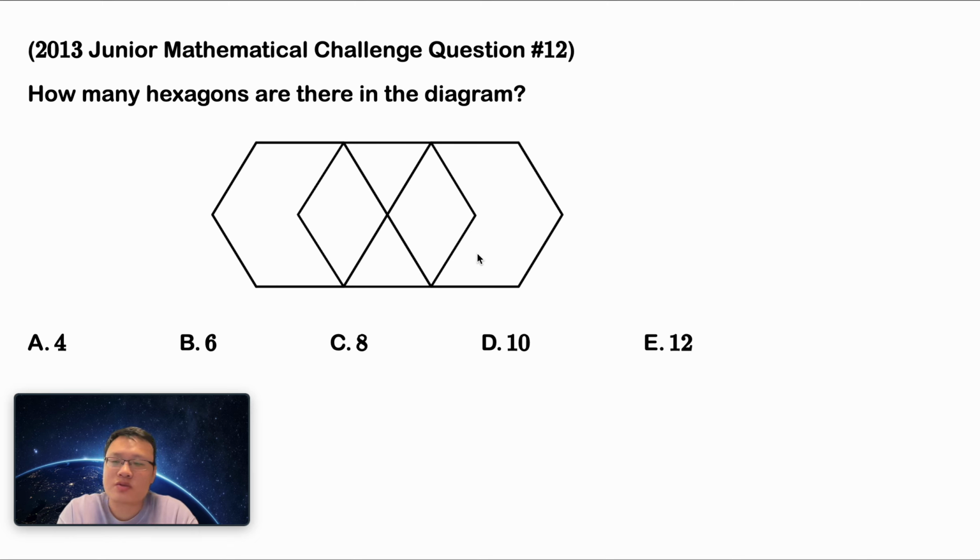2013 JMC question number 12. How many hexagons are there in the diagram? So for this one, we have to do the classification, meaning we need to find different types of hexagons first and then count them. Finally, just add them all together.